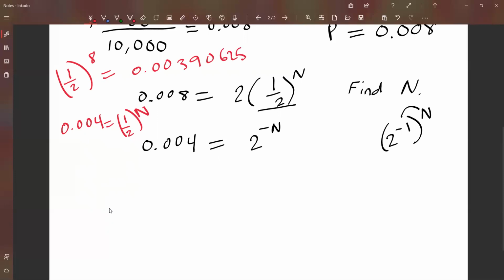This is awfully close to 0.004. So I think we've already found our answer, because if you then go 1/2 to the 9th power, you're going to get a significantly smaller number. We would have to go with 8 balls.